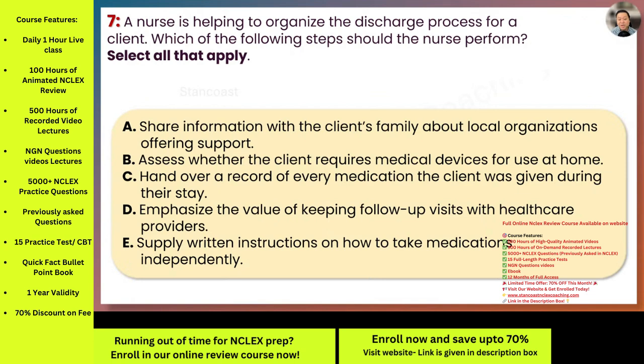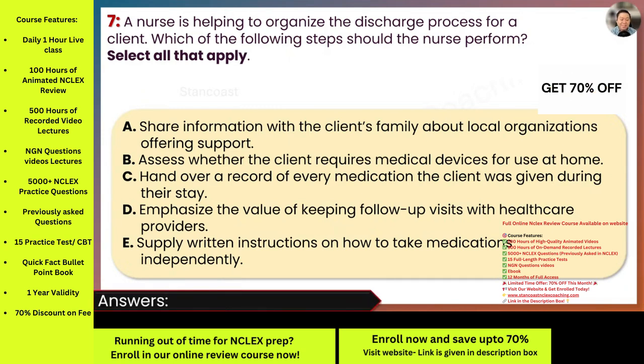So this question tests your understanding about discharge planning, to ensure a smooth transition from the hospital to their home. And registered nurses play a key role in the education of the patient, also ensuring continuity of care and preventing readmissions. And that's why the best answers here are options A, B, D, and E.